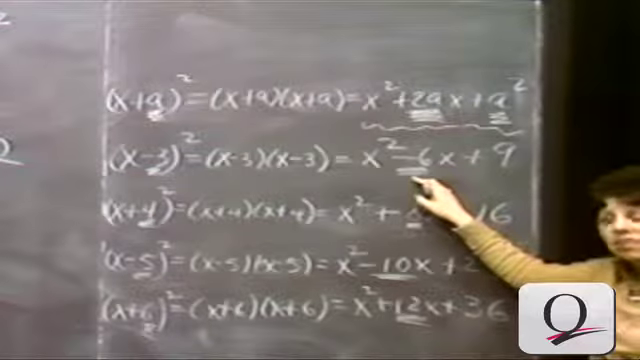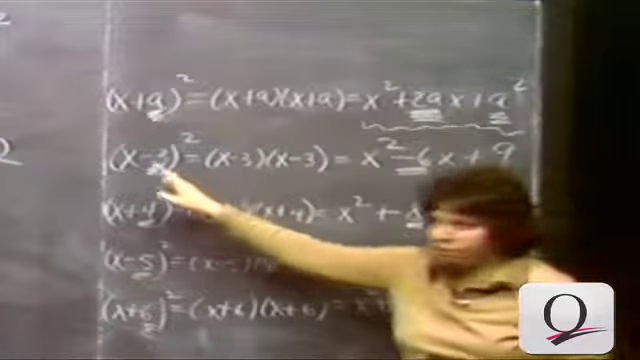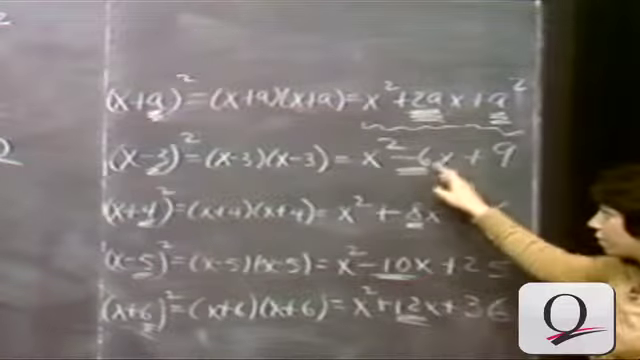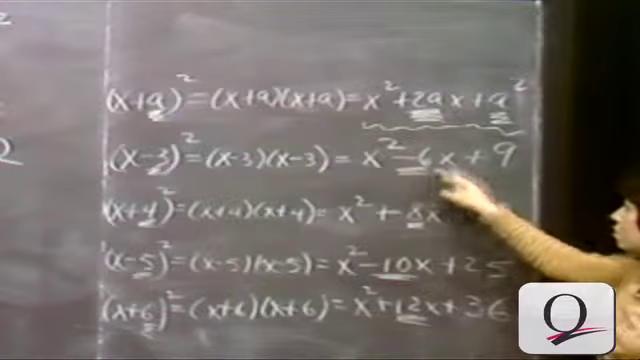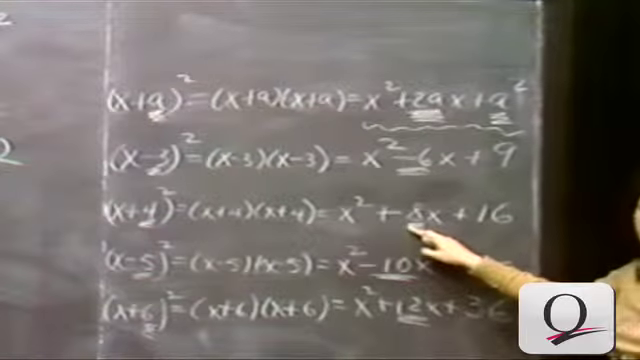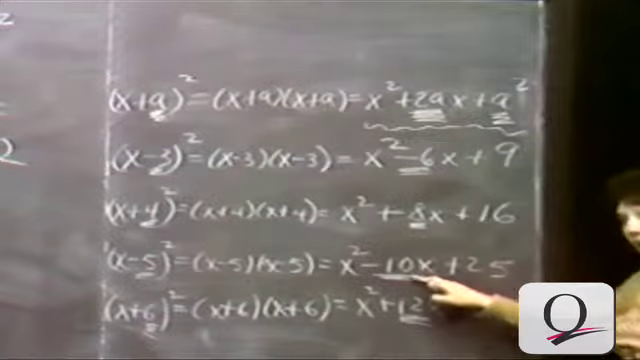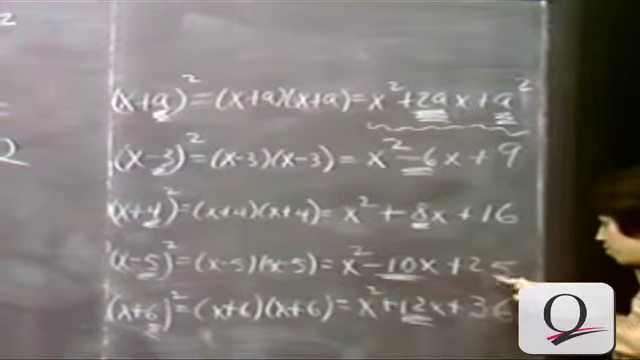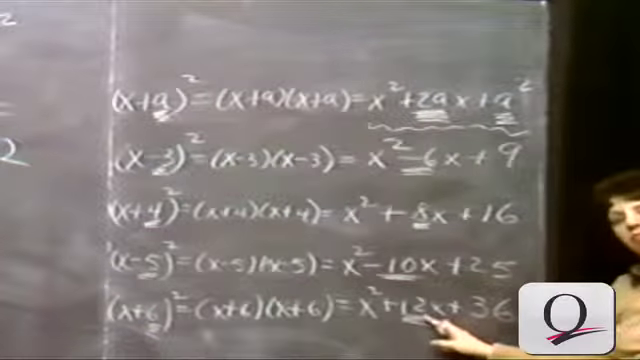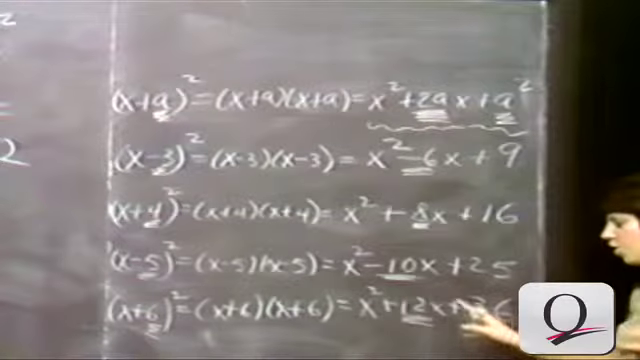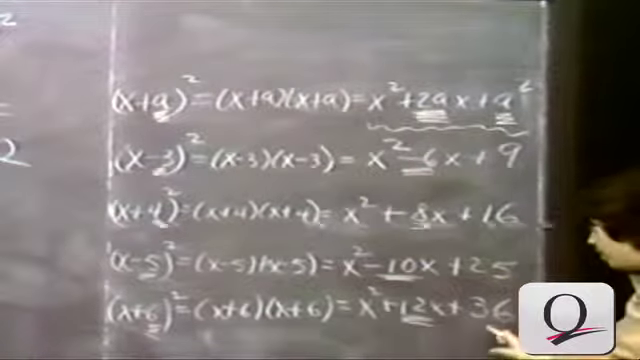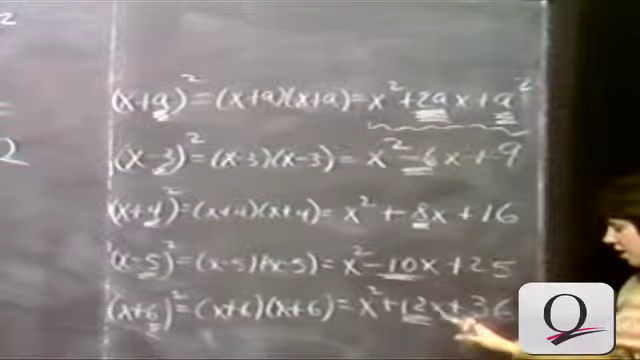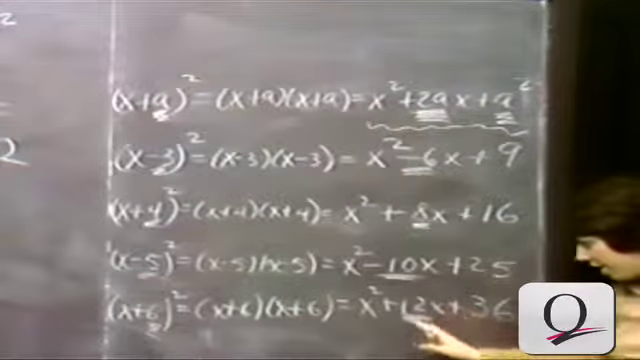Half of minus 6, that's minus 3. Of course, it's the same number that we had here. But half of the coefficient here, minus 3 squared, is 9. Half of the plus 8, 4 squared is 16. Half of the minus 10, it's minus 5 squared is 25. Half of the 12, that's 6 squared is 36. So we'll know we have a perfect square if the constant is the square of half of this number.